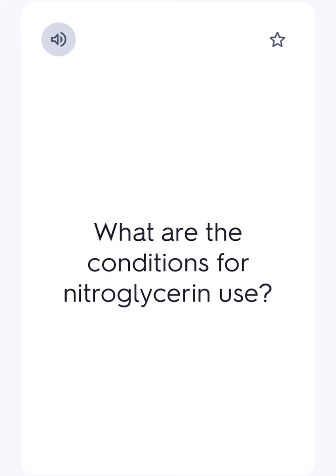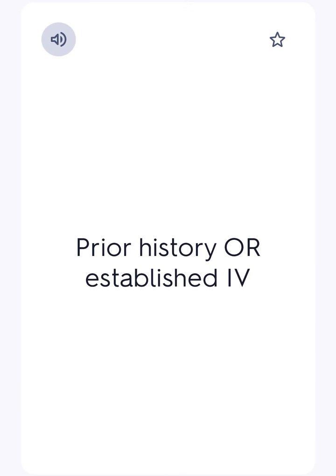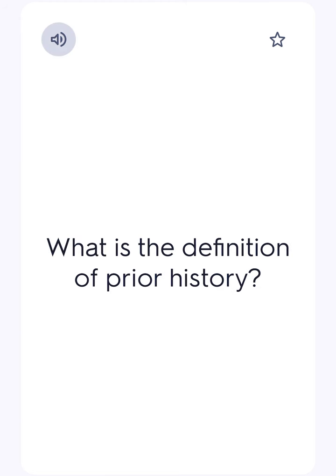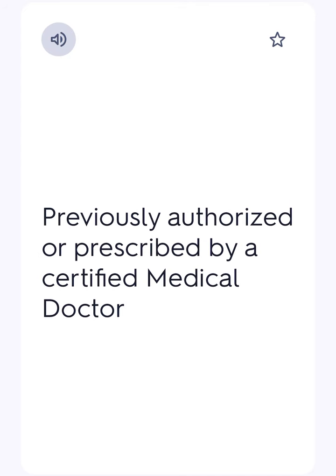What are the conditions for nitroglycerin use? Prior history or established IV. What is the definition of prior history? Previously authorized or prescribed by a certified medical doctor.